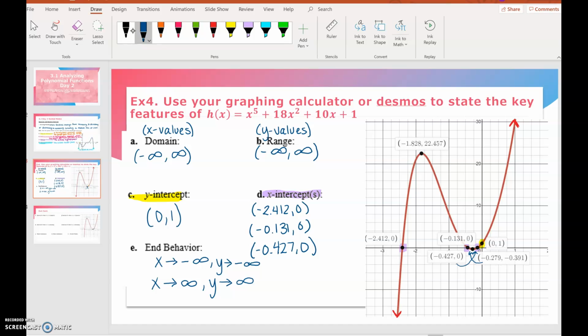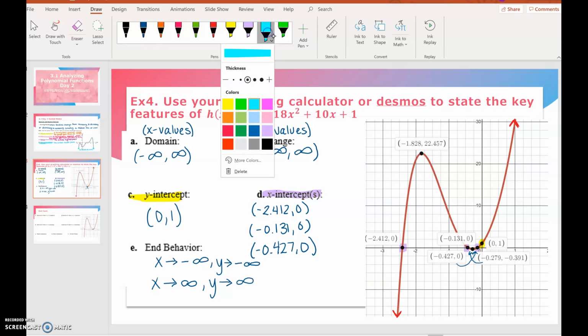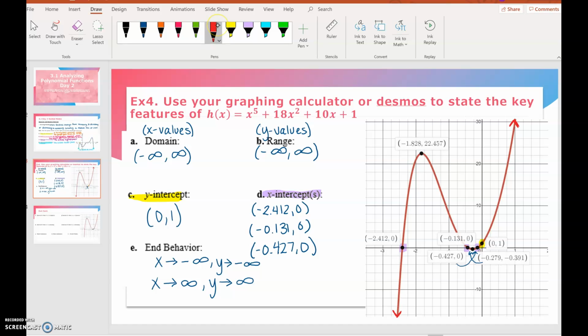Now, how could I tell that from the equation? Well, with the equation, I would be looking at the a and the n. We were looking at the leading term. The leading term is 1x to the 5th. So my n is odd. 5 is an odd number. And then a is greater than 0, excuse me. So we would be looking at our end behavior table graph, and we would look for n is odd, a is greater than 0, and we would get this right here.